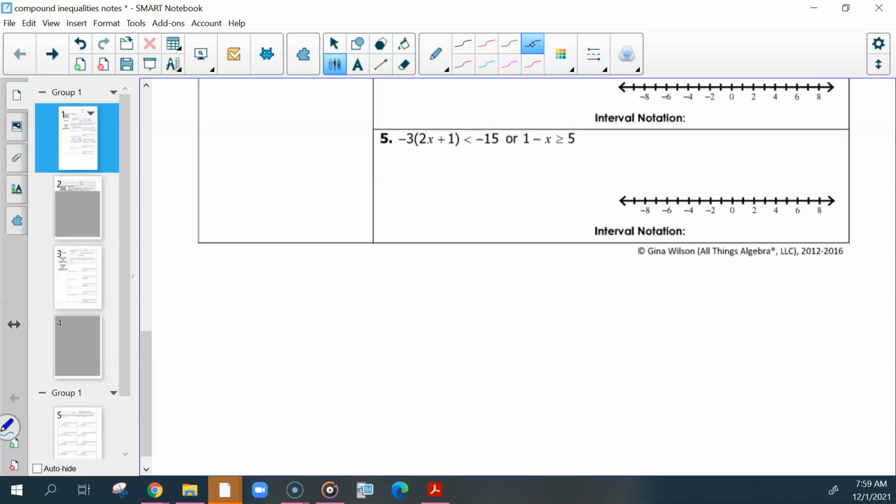Again, solve each one separately. So the one on the left, I would need to either distribute or divide by -3 on both sides, since 3 goes into 15. But I'm going to distribute. And then add 3 to both sides. And divide both sides by -6. Remember your inequality rule. If you multiply or divide by a negative, you have to change the direction of the sign. So this would become greater than 2.